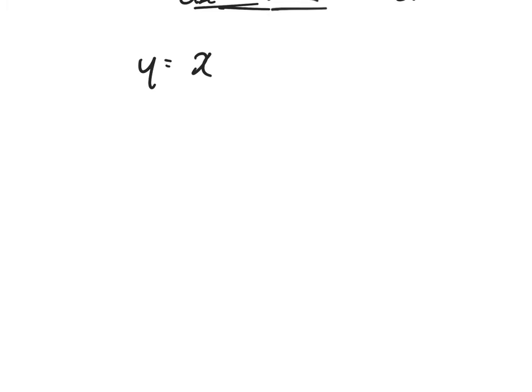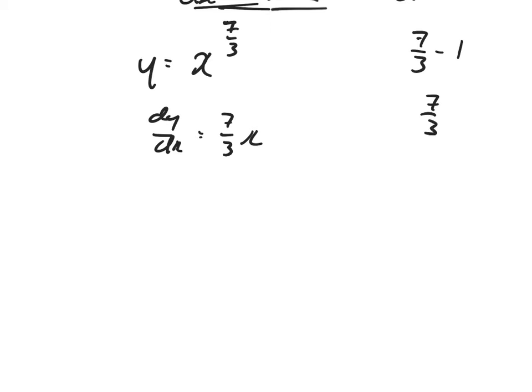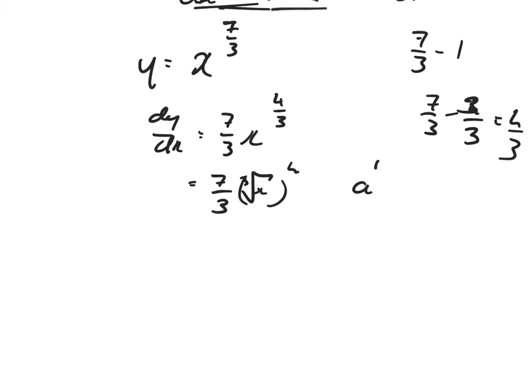Okay, x to the power 7 thirds, bring the power down, multiply, take 1 away from the power, so that'll be 7 thirds x to the, well, it's 7 thirds take away 1, so 7 thirds of a pizza take away 3 thirds of a pizza will give me 4 thirds. Introduce the root symbol, so that will be the cube root of x brought to the power 4, so again that's using a to the power m over n is equal to the nth root of a brought to the power m.